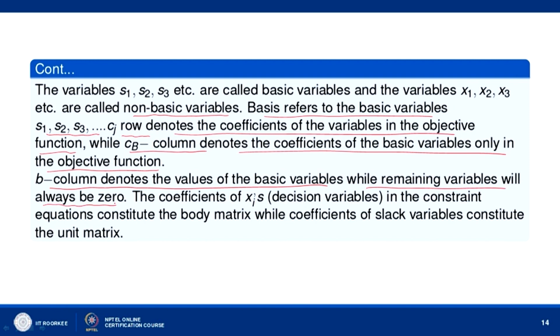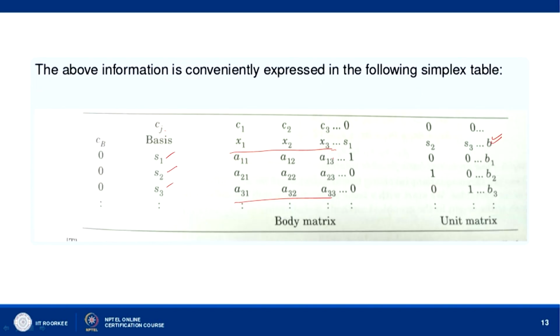So, in the B column we get the values of the basic variables while the remaining variables are always 0. The coefficients of xi's, that is decision variables, in the constraint equations constitute the body matrix. You see here this body matrix, the coefficients of the decision variables x1, x2, xn. The coefficients of s1, s2, s3 and so on constitute the unit matrix: 1 0 0, 0 1 0, and so on.